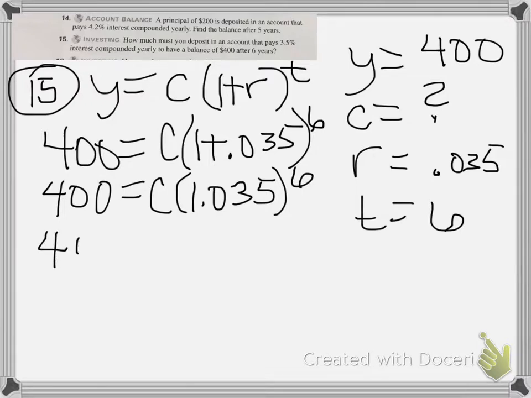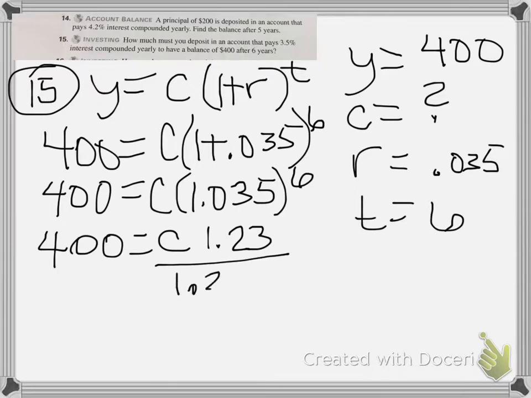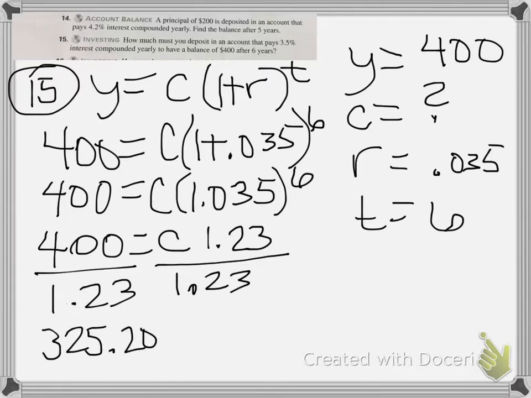Then in our calculator, we are going to put in 1.035 to the power of 6. And we get 1.23. Now we want to start finding C, so we need to get it by itself. So we're going to divide each side by 1.23. And you get $325.20 is our initial deposit.